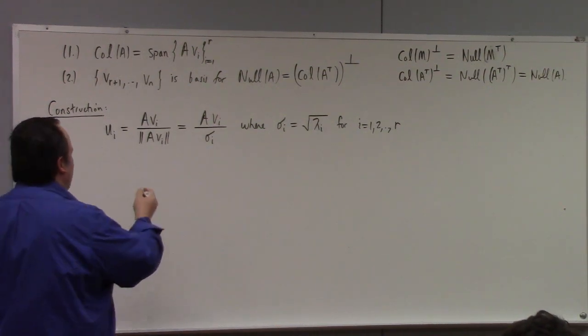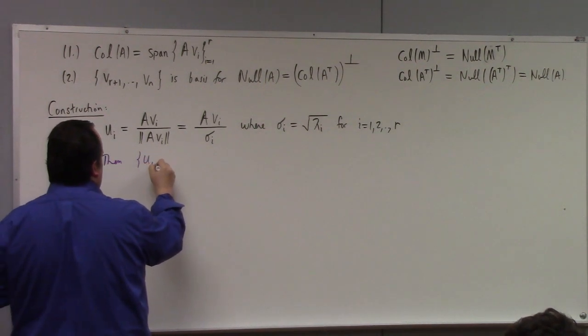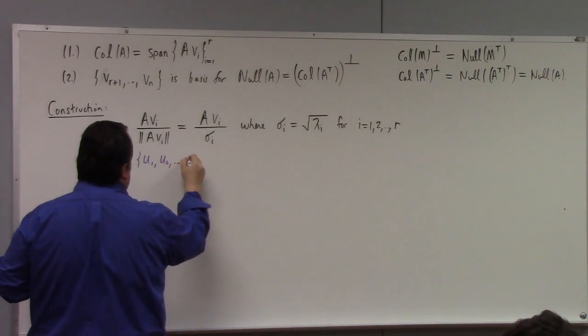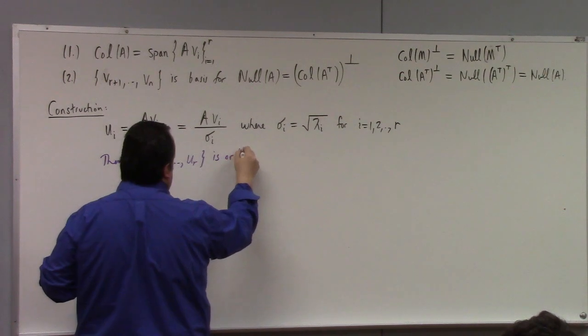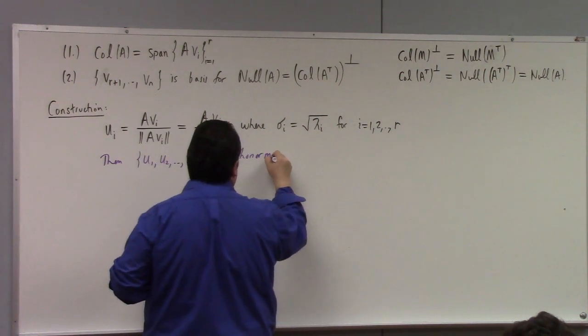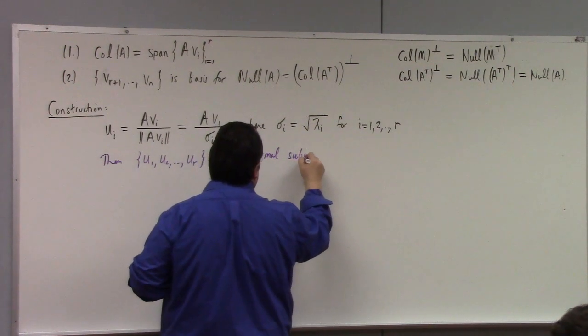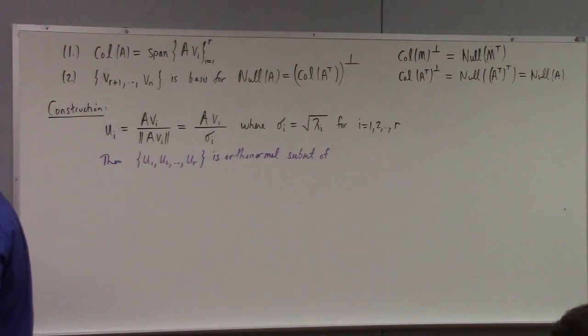But if you do this construction, what does this make? Then you've got u1, u2, ... ur, is an orthonormal subset of what? Are they in Rm? Are they in Rn? Where are these guys? They're n vectors that have been rescaled, right? So this is a subset of R.